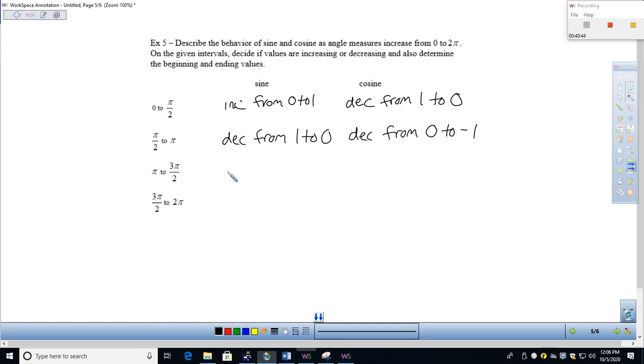Third quadrant, sine starts to go into the negatives, so from 0 all the way down to -1. Whereas cosine now starts to increase because we were at a minimum at -1. Now we start to go back up, so from -1 back up to 0. And again, this is really just about the behavior of sine and cosine as the angles change. So increasing from -1 to 0.